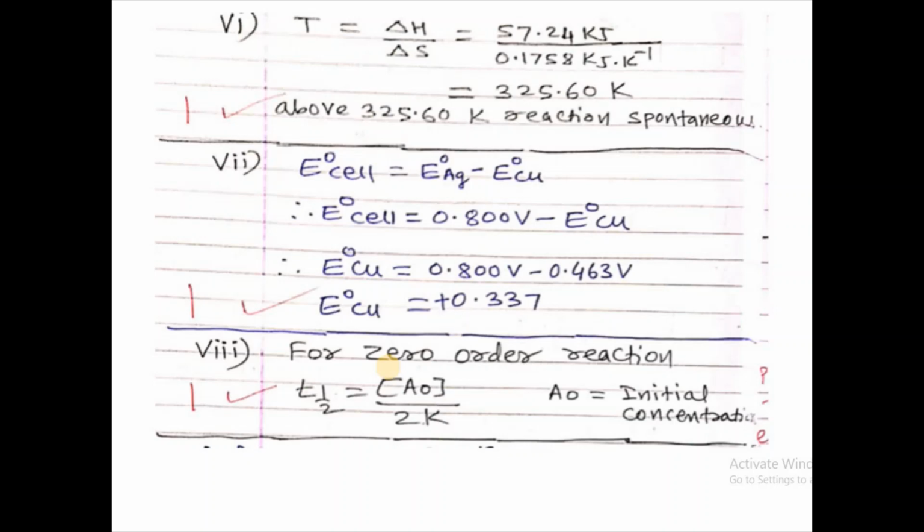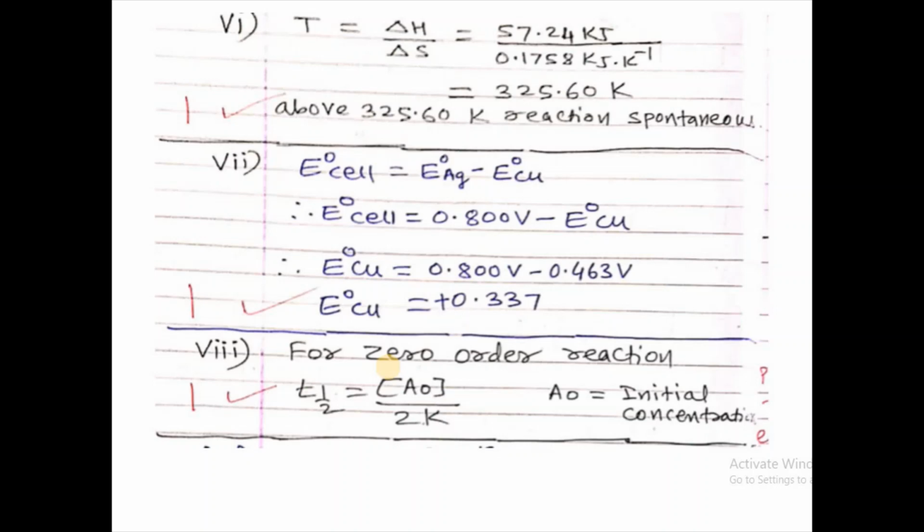The standard EMF of the following cell is 0.463 volt and the cell is given Cu(s) | Cu2+ (1 M) || Ag+ (1 M) | Ag, and the molar concentrations are given 1 molar for the Cu2+ and Ag+. And if the standard potential of Ag electrode is 0.8 volt, what is the standard potential of copper electrode?